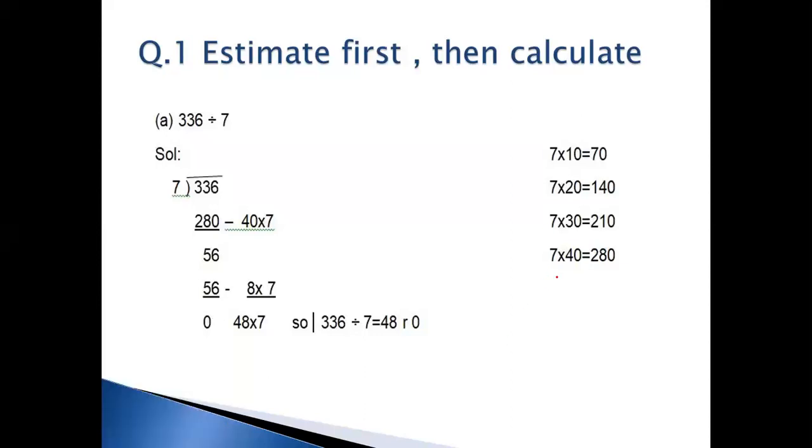It means if we multiply 7 with 50, our number will be 350. I'm not going to choose this option because 7 multiplied by 50 gives us 350, which is not my required number, which will exceed, be greater than 336. So I haven't taken this number. I'll stop my working at my required point.